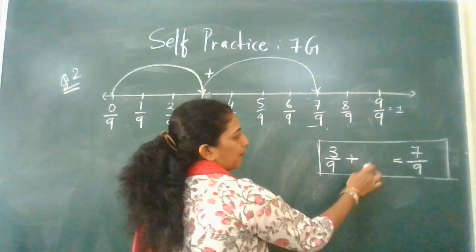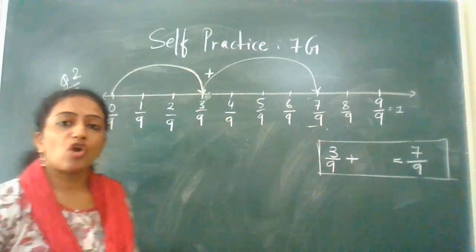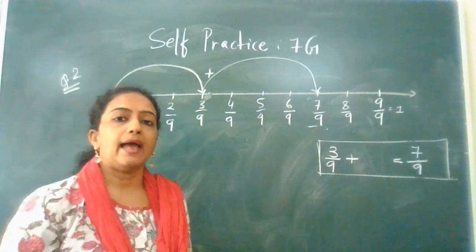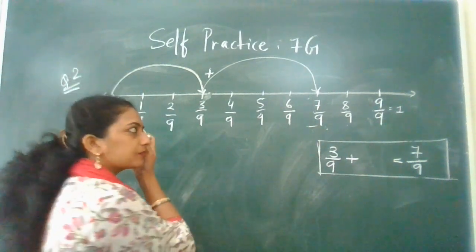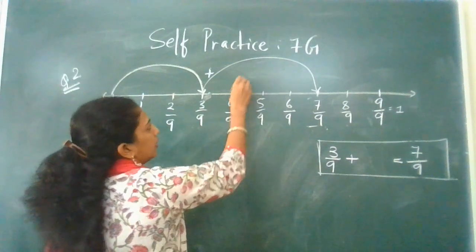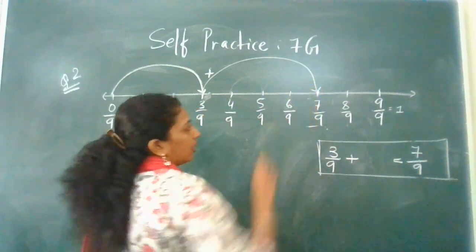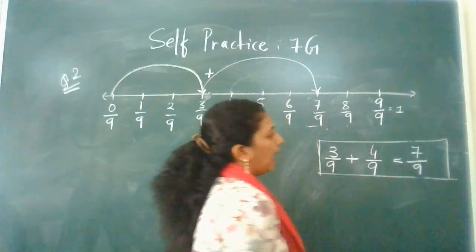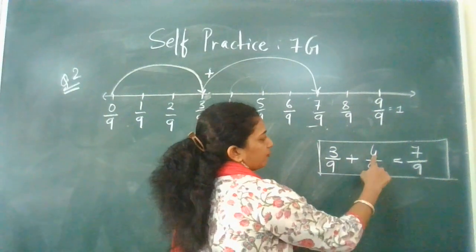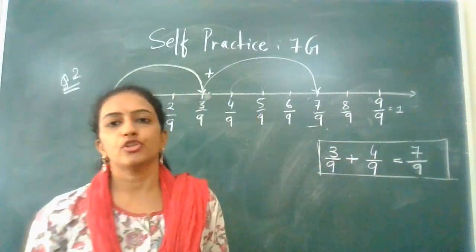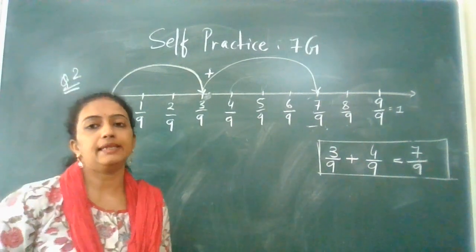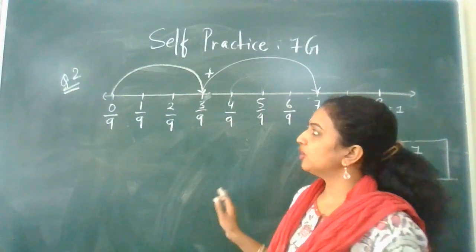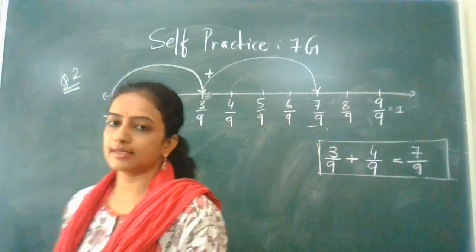So you don't have to write 7 upon 9 here. You have to write, from 3 upon 9, how many steps we have moved forward and reached 7 upon 9. So we can see 1, 2, 3, 4. So we have taken 4 jumps, that is 4 upon 9. And now you can verify your answer that 3 plus 4 is 7 and 9 is common. So this is your question 2 which you have to do in the textbook. So it means self-practice 7G, you have to do question 1 and 2 in the textbook.